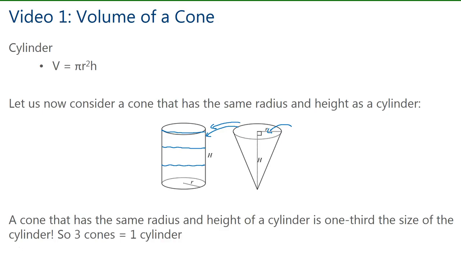So that means the cone is about 1/3 the size of a cylinder. So now that we know the formula for volume of a cylinder is pi r squared h, then we can just divide that by 3 to determine the formula for volume of a cone. So let's write that out. So it'll be V equals 1/3 pi r squared h. And you can also write that as pi r squared h divided by 3.